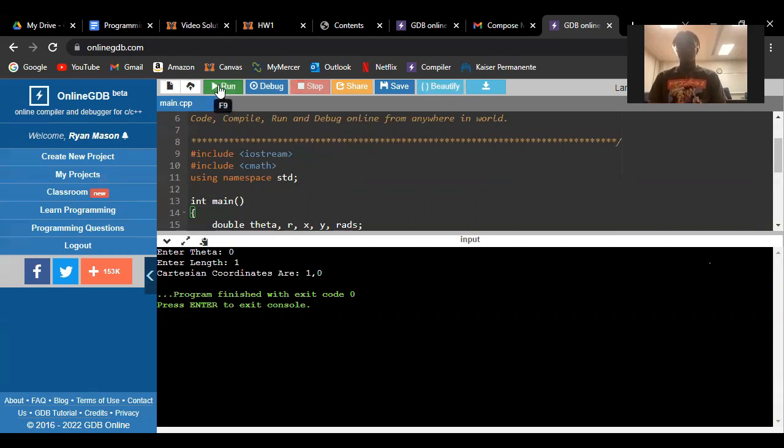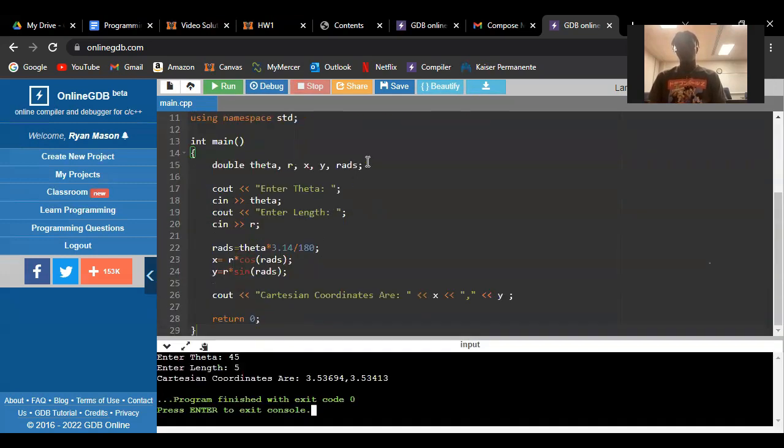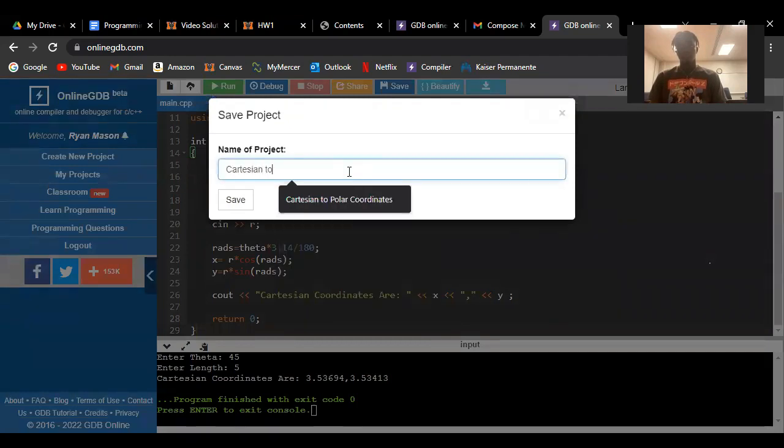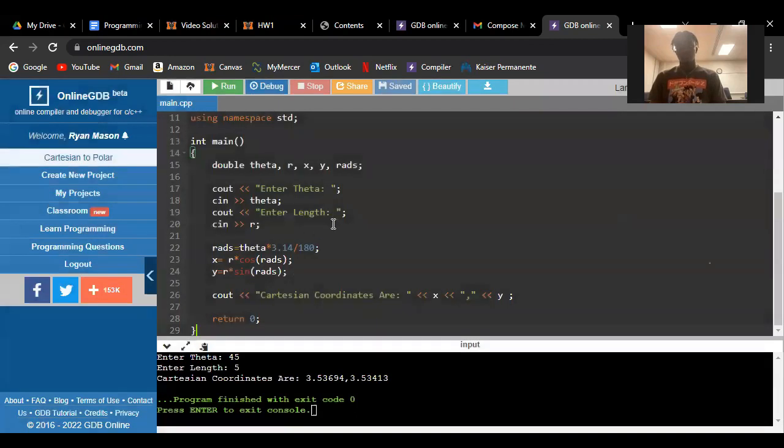Now let's try it again with something a little more difficult. Let's say 45. Let's have a length of 5. You see our Cartesian coordinates are 3.5 and 3.5, which makes sense because for a 45 degree angle, our x and y values should be the same. And thus we know we have solved it. So what you can do is save this code and name it Cartesian, then save it, and you have your answer.